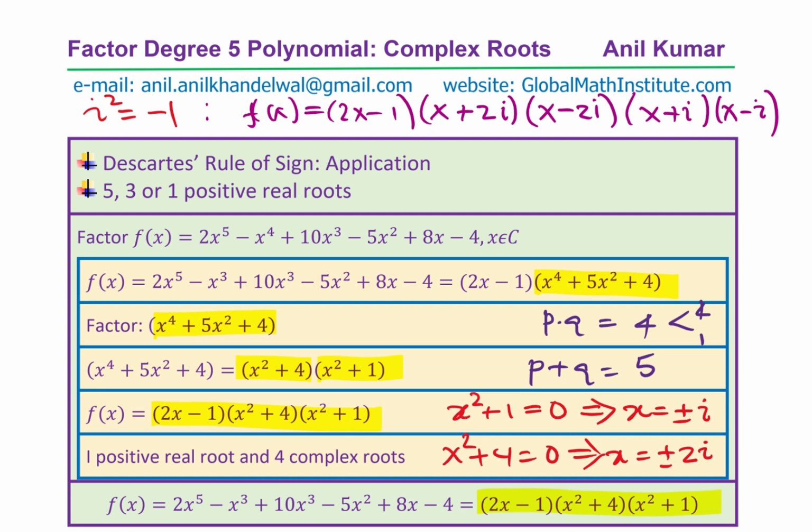So you can clearly see that we had this thought that the positive roots could be 5, 3, or 1. In this particular case, we got only one positive real root at x equals to half. All the other roots are the complex roots. And I hope in this example, you have also understood a strategy to factor a very complicated polynomial. Descartes' rule actually helps us to eliminate most of the possible factors and just focus on the ones which could be part of our solution. And that helps us to find a quick solution to such a difficult question.